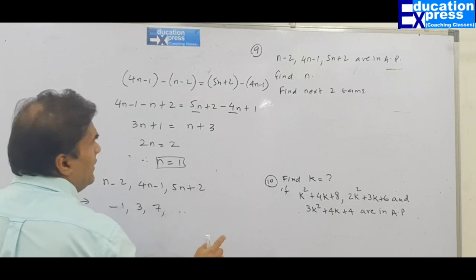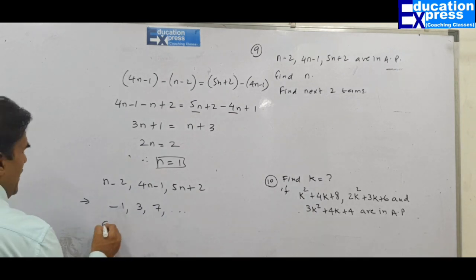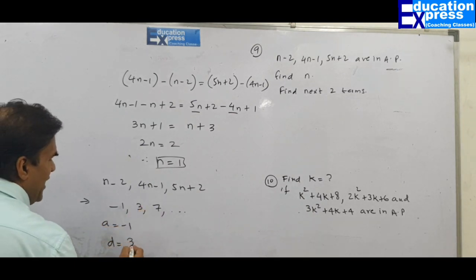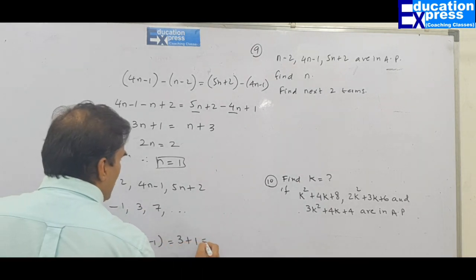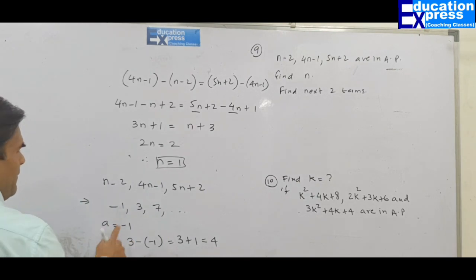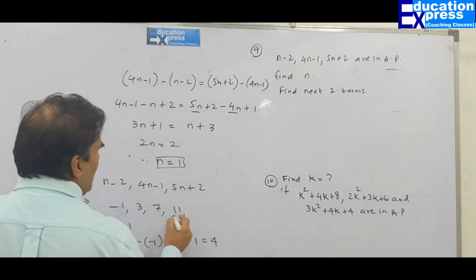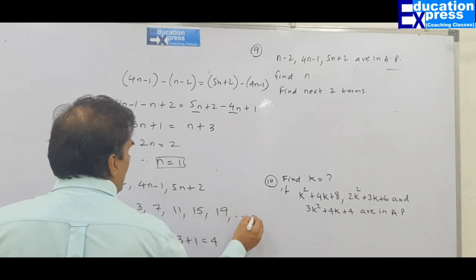I have to find the next two terms. How do I find them? Sir, a equals minus 1. Your d is going to be the second term minus the first term, that is 3 plus 1, 4. So we can easily find. Difference of 4, difference of 4. Next term is going to be 11, next term is going to be 15, next term is going to be 19, and so on and so forth.